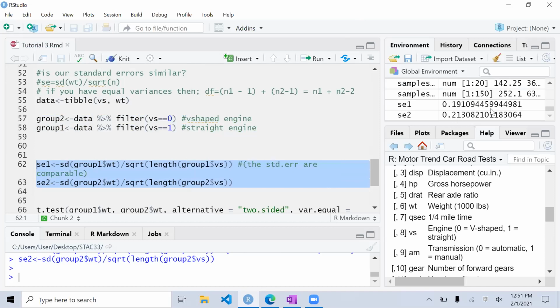Notice that the standard errors are pretty comparable, right? So I should formally check, but I feel reasonably okay with assuming equal variances because they look kind of comparable to me, right? But I shouldn't just blindly rush. If I want to be very specific, I should be checking basically, right?